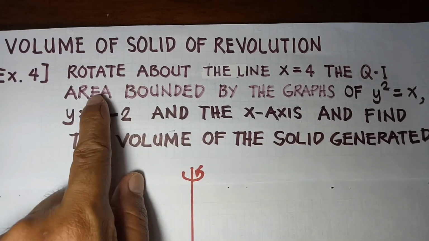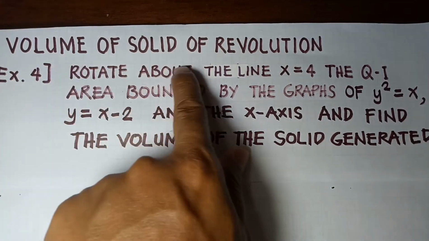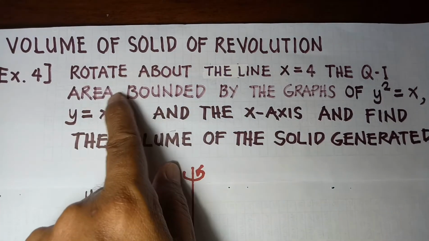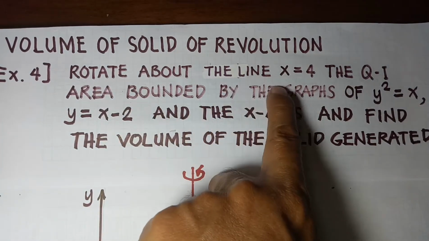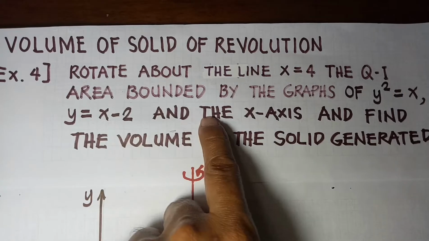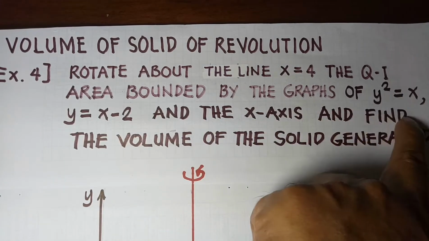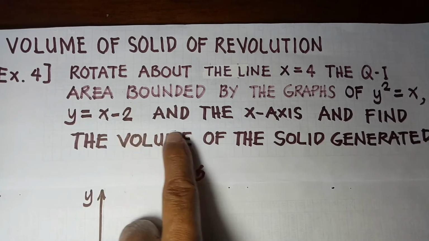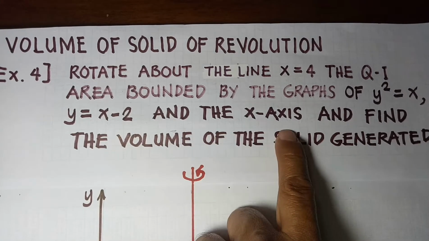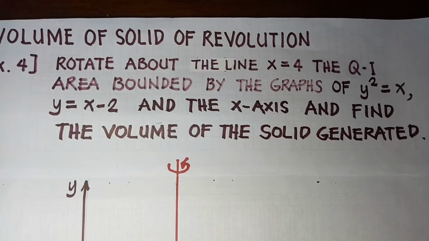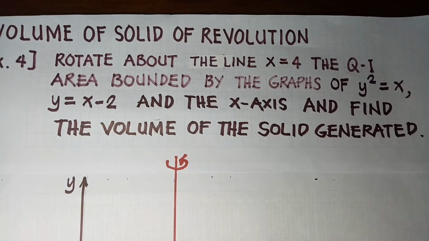Example number 4 tayo sa volume of solid of revolution. So, example number 4. Rotate about the line x equals 4, the quadrant 1 area, bounded by the graphs of y squared equals x, y equals x minus 2, and the x-axis, and find the volume of the solid generated.